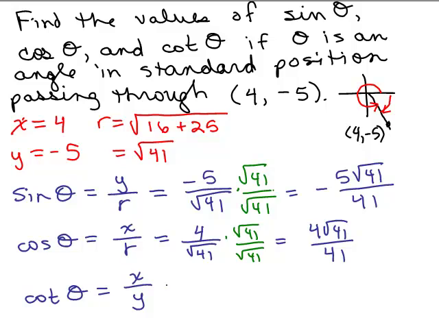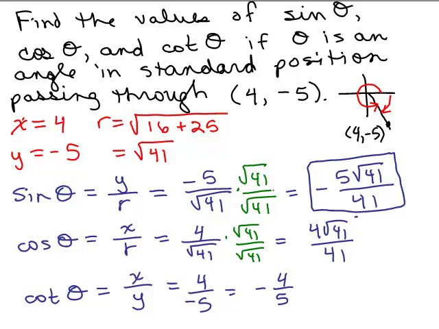And the cotangent is just x over y. That's easier. Just 4 over -5, which we usually just write as -4/5. Remember, it's just a number. So these are our answers. That's the sine, that's the cosine, and that is the cotangent.